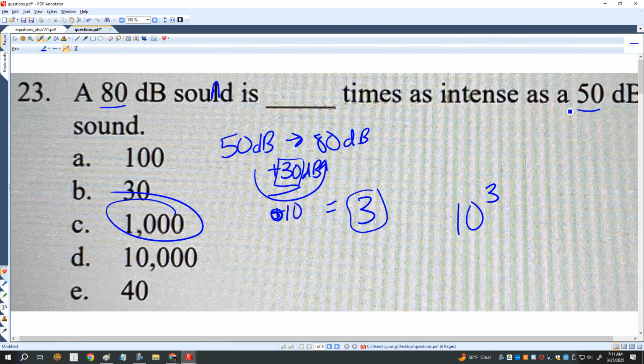And that's always the way you do it. You say, how much does it take to go from 50 to 80, or whatever your numbers are? Divide that number, which in this case is 30, by 10. That gives me 3. And then the increase in intensity is by 10 to that value, 10 to the third, or 1,000.